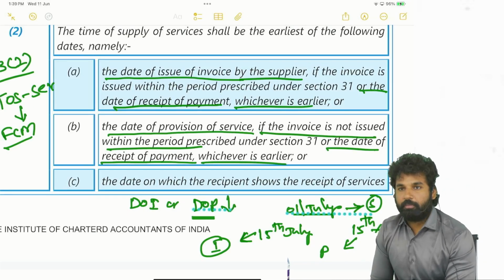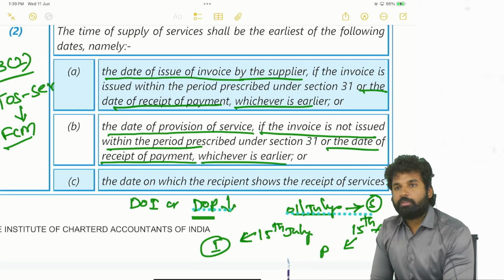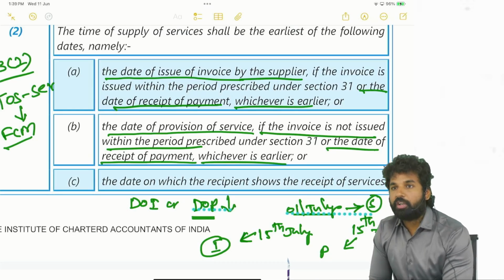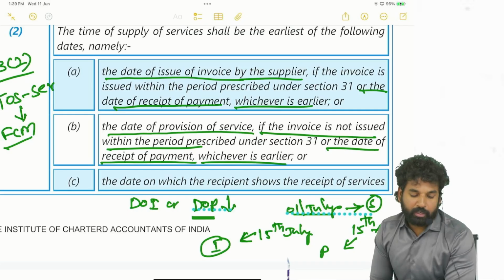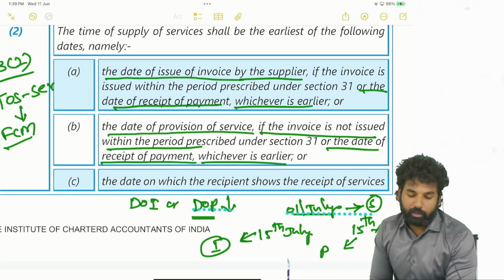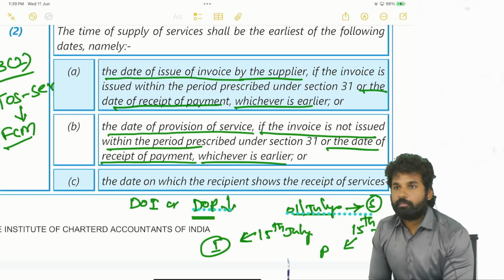within the period prescribed. What is the period prescribed? 30 days. 30 days is the period prescribed. So within 30 days, if they have not issued the invoice, then the time of supply will be the date of provision of service or date of payment, whichever is earlier.